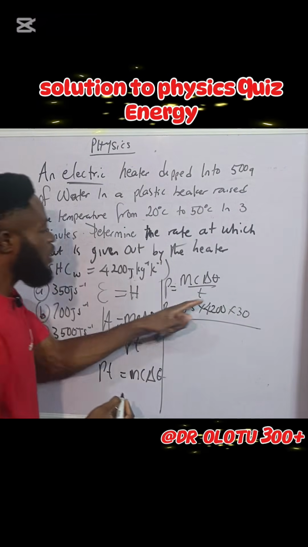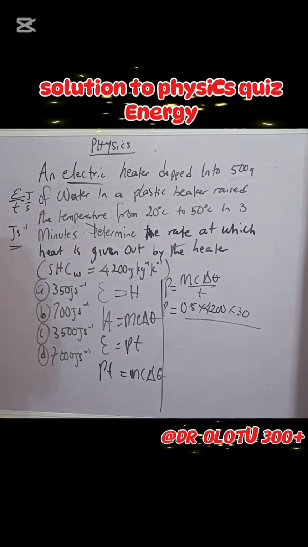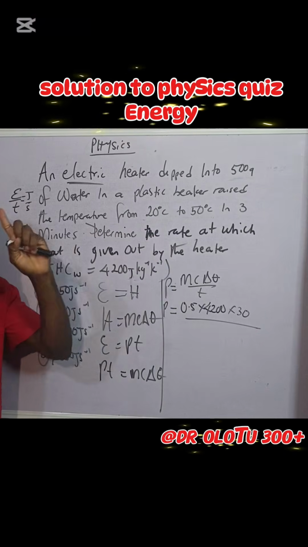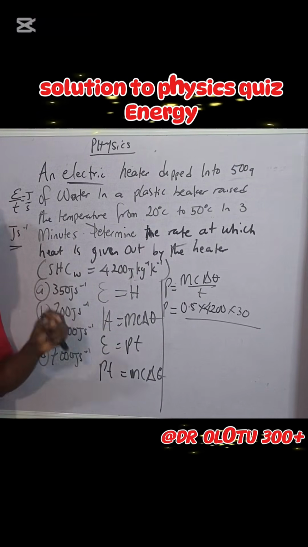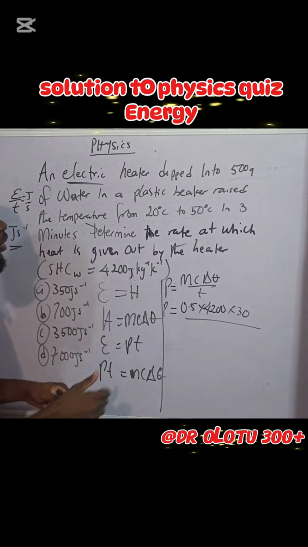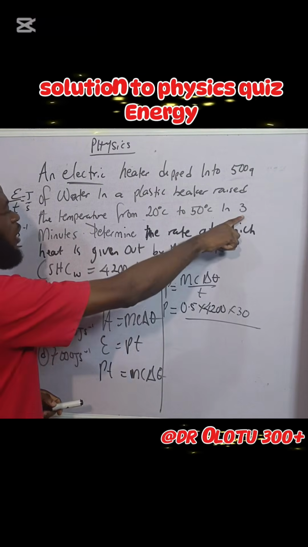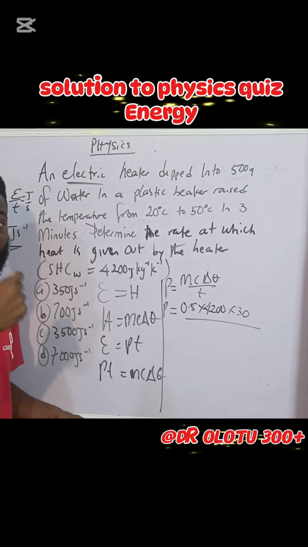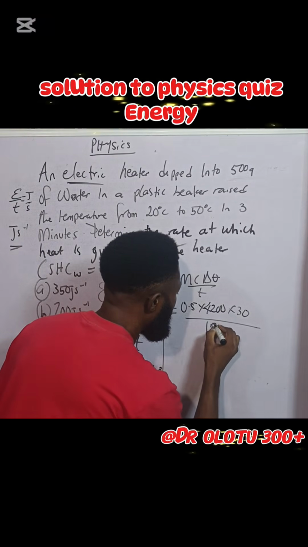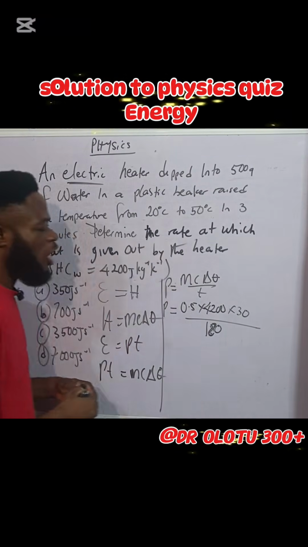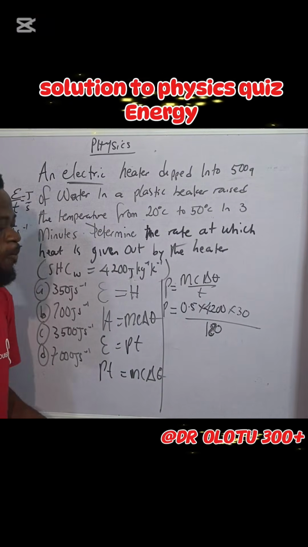Write it down. Then the time. They say 3 minutes. You cannot solve in minutes, after all the options are joule per second. So you must convert from minutes to seconds. If a minute is 60 seconds, that means 3 minutes should be what then? 180 seconds. So you come out and write 180 seconds. All right. After doing this, now you can solve.